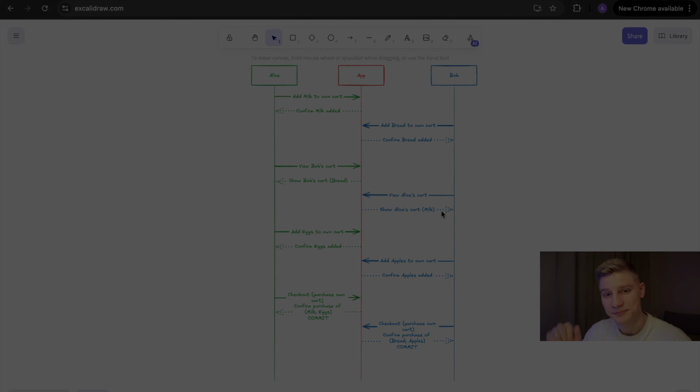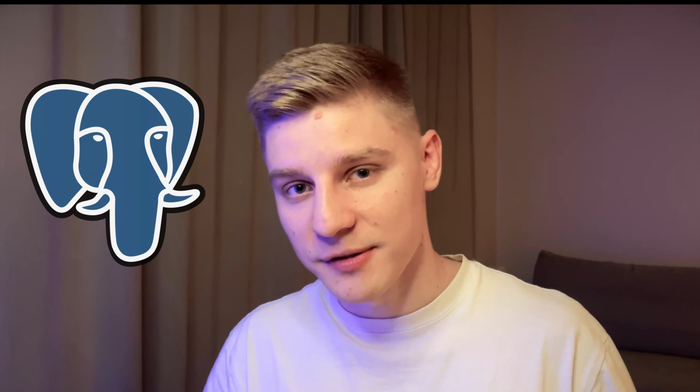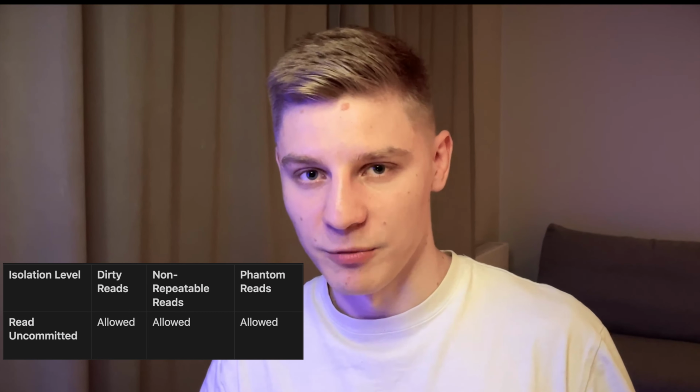Hope that makes sense. Read uncommitted is the weakest transaction isolation level in databases that support ACID, but at the same time it is the most efficient one due to its simplicity. Some databases don't use it at all, for example Postgres, but some use it, like MySQL or Microsoft SQL Server. Known anomalies that can happen with transaction isolation level read uncommitted are dirty reads, non-repeatable reads, and phantom reads.